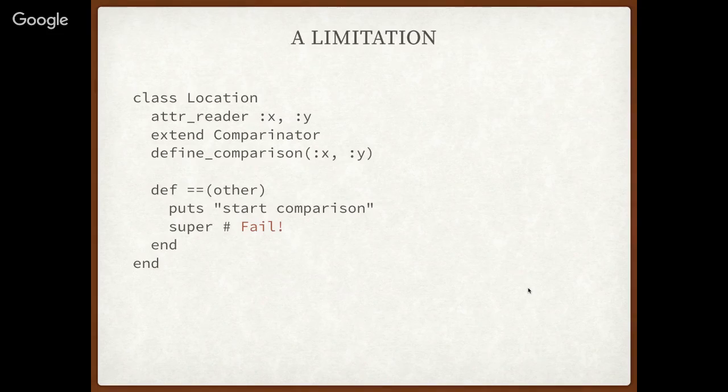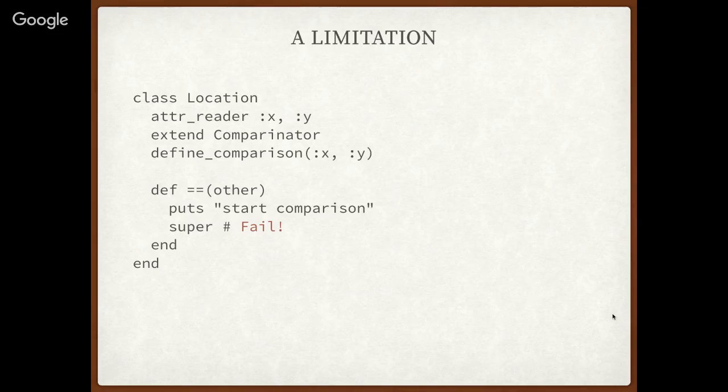Do you want to explain why? Right, so define comparison defines the method on the class. And if I try to define it again, it's going to clobber it. There's no super to call to. It's not in my ancestor chain anywhere. It's just kind of there, right?